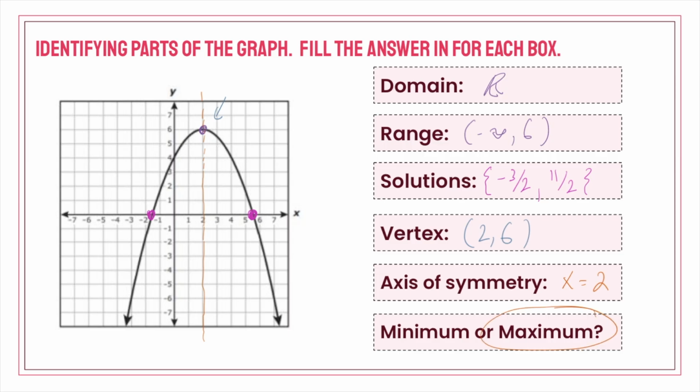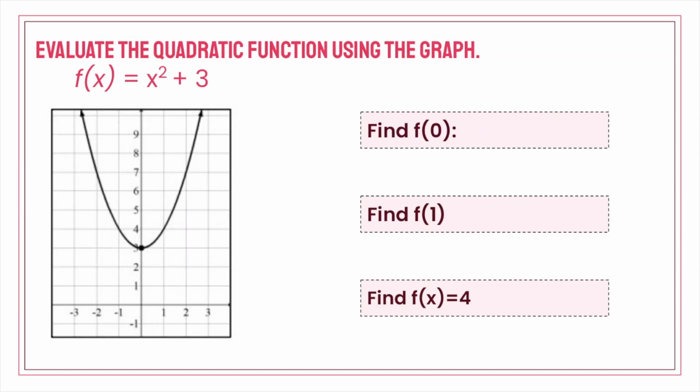Now let's go ahead and take a look at another example. Here we're going to be evaluating the quadratic function using our graph. So we've got f of x equals x squared plus 3, and it wants us to find f of 0, f of 1, and then find f of x equals 4.